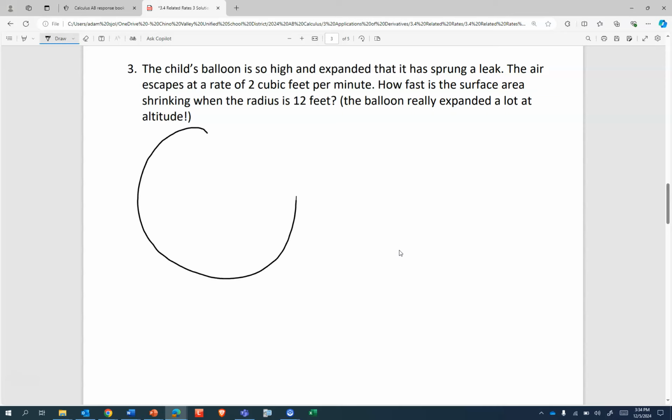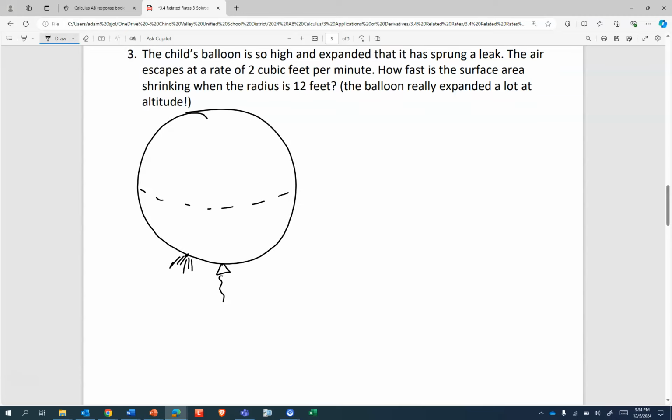Okay, so we have a big spherical balloon. I like to draw dashes on my spheres. And maybe it didn't spring a leak there, but air is coming out. And the rate at which air is coming out is 2 cubic feet per minute. So that's a change in volume. So dV/dt is minus 2 feet cubed each minute.